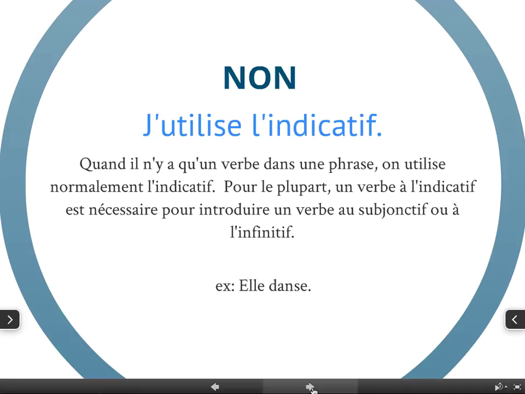Not only do we normally deal in the indicative because that's normally how we live life, but also, if you want to use a verb in the subjunctive or the infinitive, you usually need an indicative verb to set it up. We'll see that in a moment.